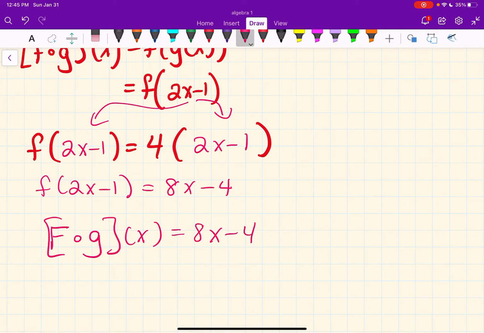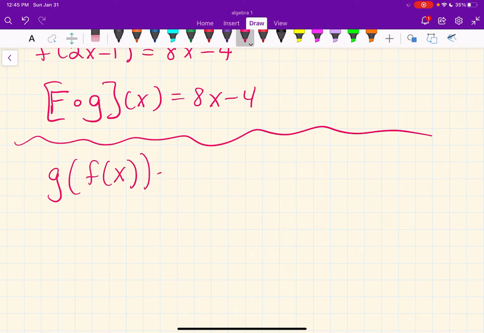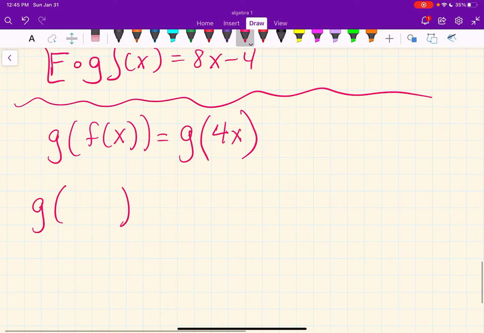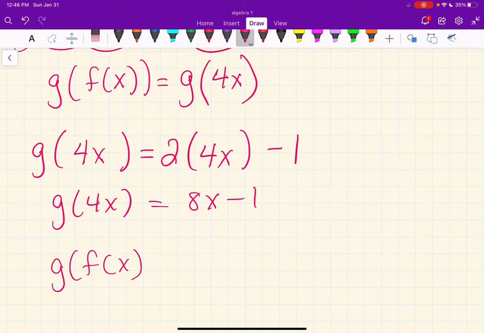That's my answer. Okay, now let's do it the other way. So the other way is g of f of x. So before I start, I'm going to say, well, I want to do g of f of x. Well, f of x is 4x. Now I come and I do my little g problem. g of blank equals, and I take my x out, 2 blank minus 1, because that's what g of x is. I put 4x in there, leave the left side alone, g of f of x, and over here I have 8x minus 1. That's my final answer. So g of f of x equals 8x minus 1. That's composition.